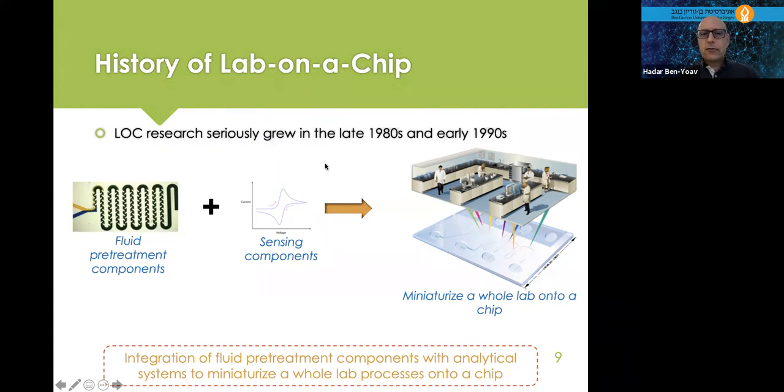So by integrating those two capabilities of fluid handling and sensing together, with this technology that enables us to integrate multiple devices, you were able to establish a new field in which you could do all the functionalities of a lab on a chip. And that is where the name lab on a chip came from. If you remember, initially we said there are two main components for a lab on a chip: miniaturization and integration.